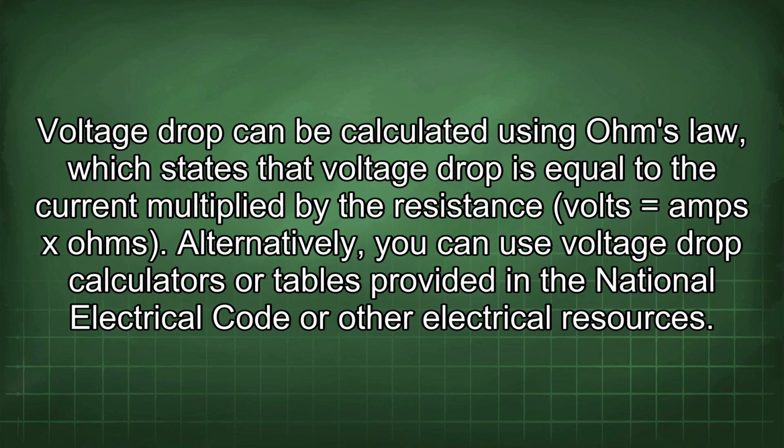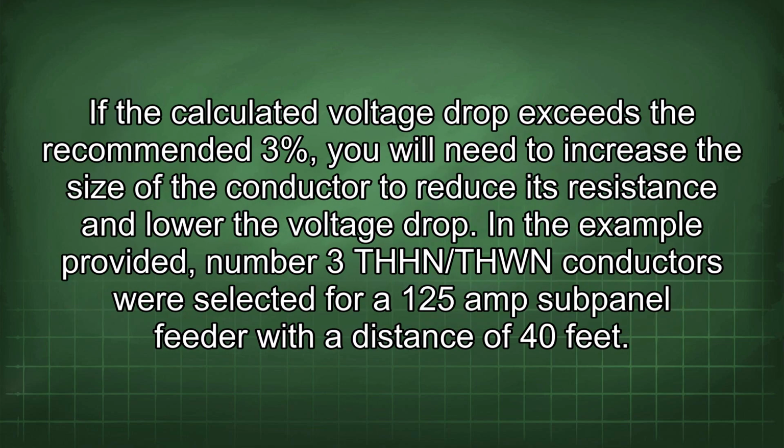Voltage drop can be calculated using Ohm's law, which states that voltage drop is equal to the current multiplied by the resistance: volts equals amps times ohms. Alternatively, you can use voltage drop calculators or tables provided in the National Electrical Code or other electrical resources. If the calculated voltage drop exceeds the recommended 3%, you will need to increase the size of the conductor to reduce its resistance and lower the voltage drop.